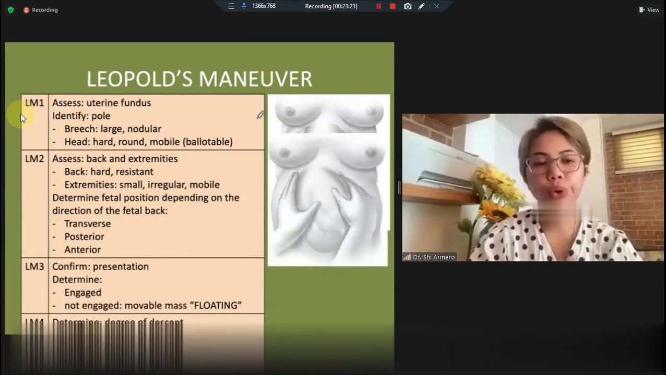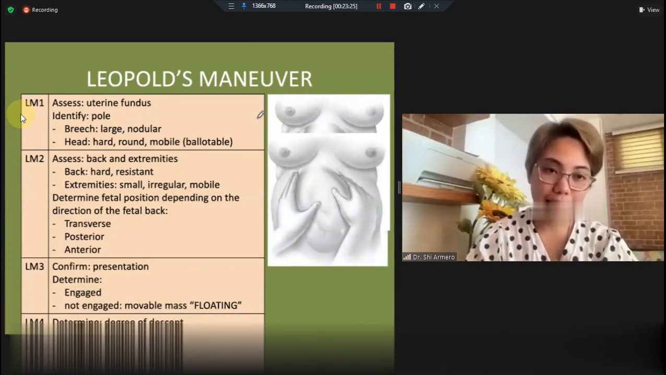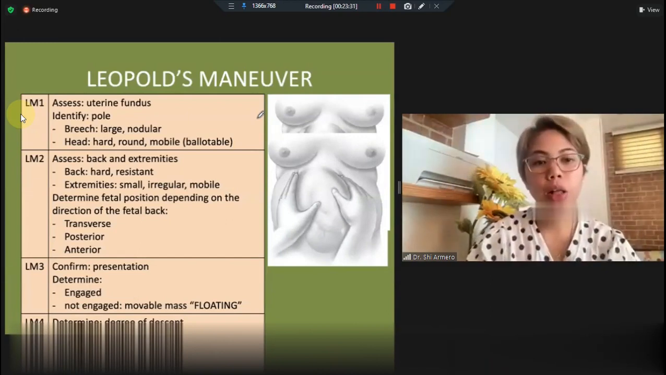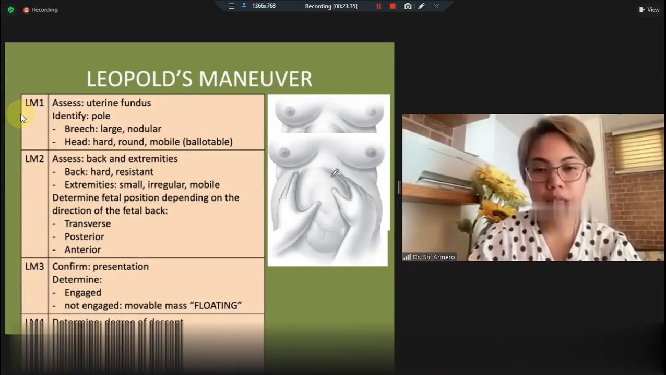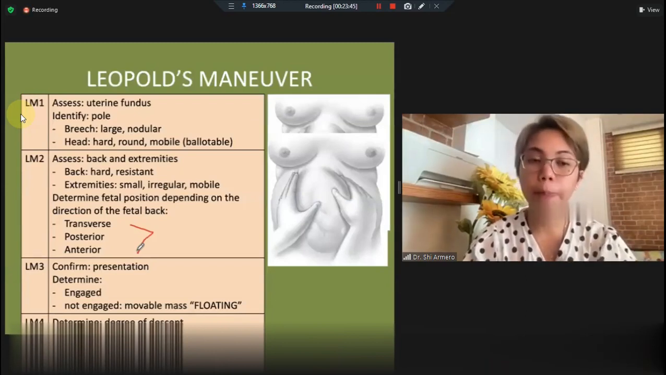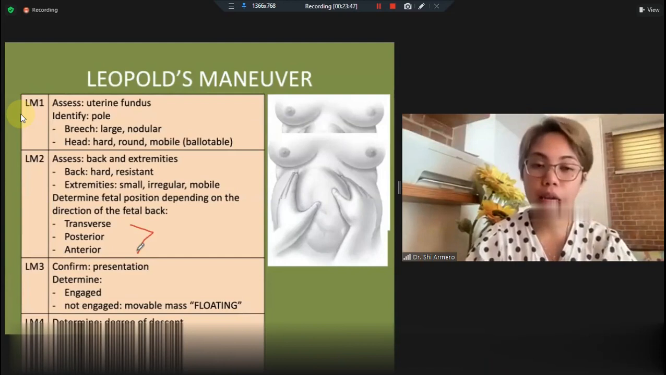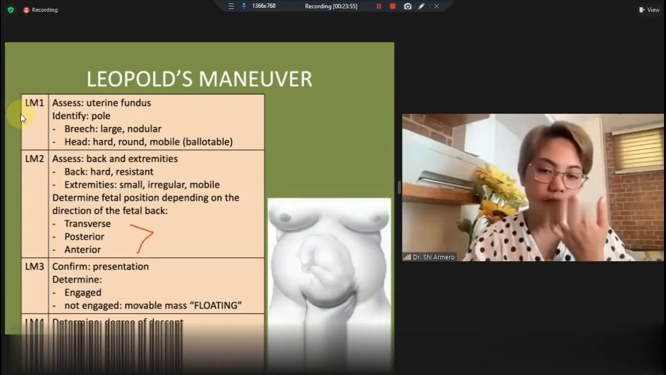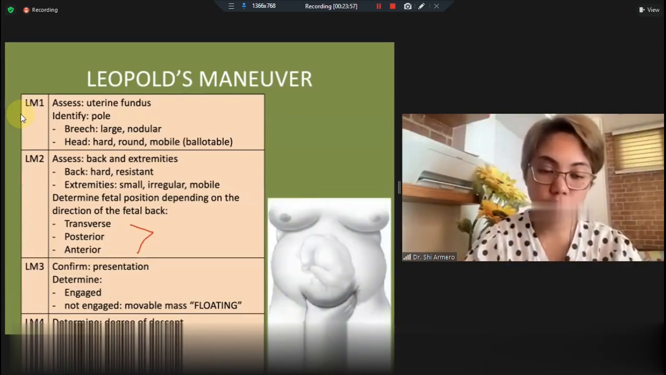Leopold's maneuver 2, we palpate the sides, we feel for the hard resistant back and the small irregular mobile extremities. It can either be that the back is directed anteriorly, transversely, or posteriorly, which is why with palpation of the back in Leopold's maneuver, you are able to identify the position, because the occiput is in the same direction as the back of the baby. Leopold's maneuver 3 confirms the presentation and identifies whether the head is engaged or still floating.